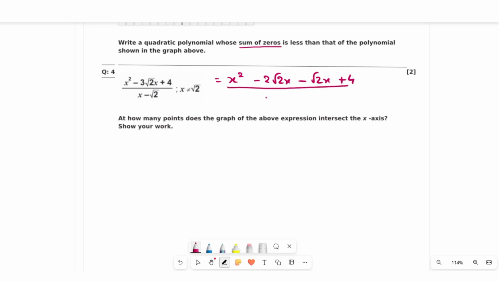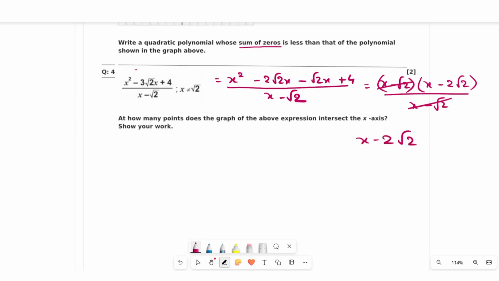And hey, if you need any help in knowing how I broke it down in this way, let me know in the comments. I shall make an explanation video on this. So now, after grouping and taking common, I'm left with this. Now since x is not equal to root 2, I can cancel x minus root 2 from the numerator and denominator, and I'm left with x minus root 2. So basically this big huge expression reduces to a linear form, as you can see.